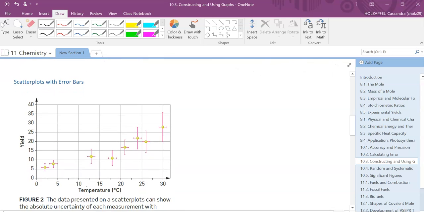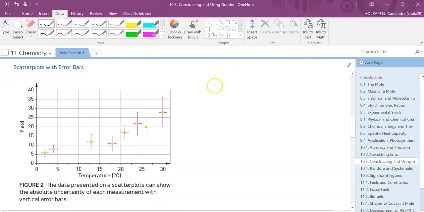Okay, so a scatter plot is basically just a bunch of dots, right? And each of these dots represents the coordinates of our independent and dependent variables. So for example, I would read this scatter plot as: this temperature is about, let's say, 2, and it yields about 6% yield when it has a temperature of about 2 degrees.